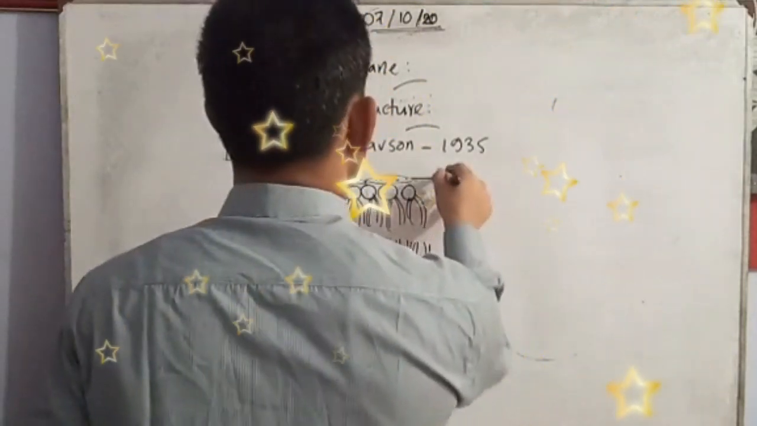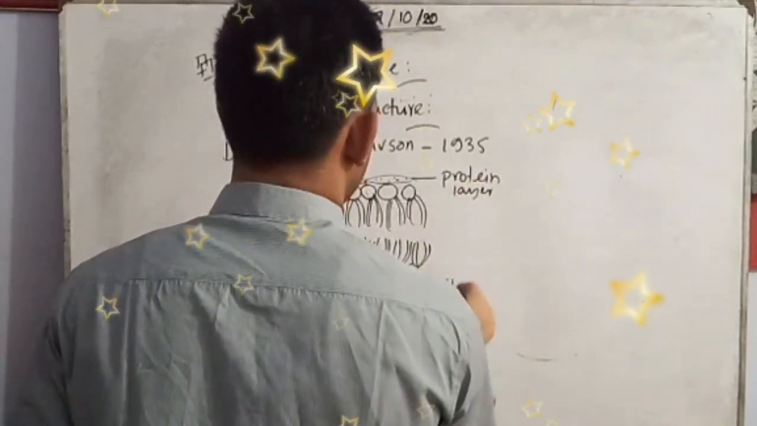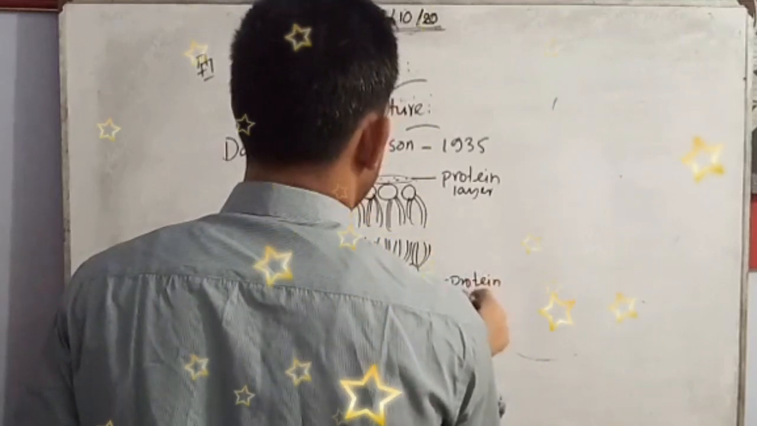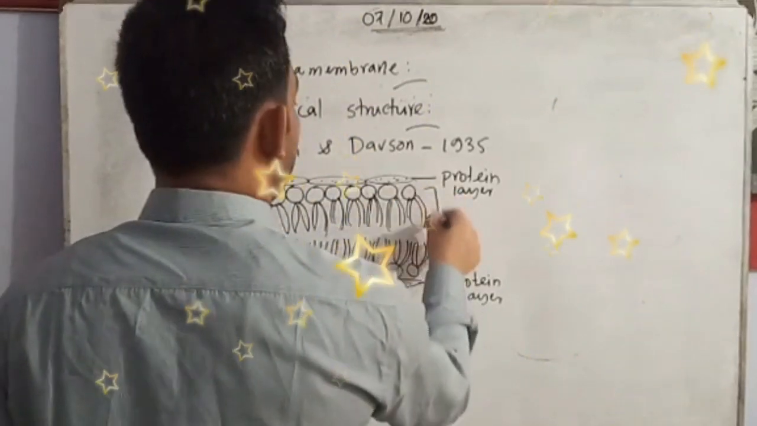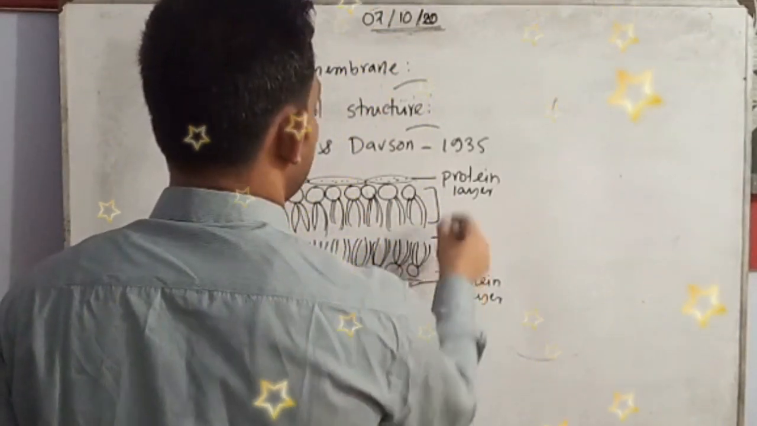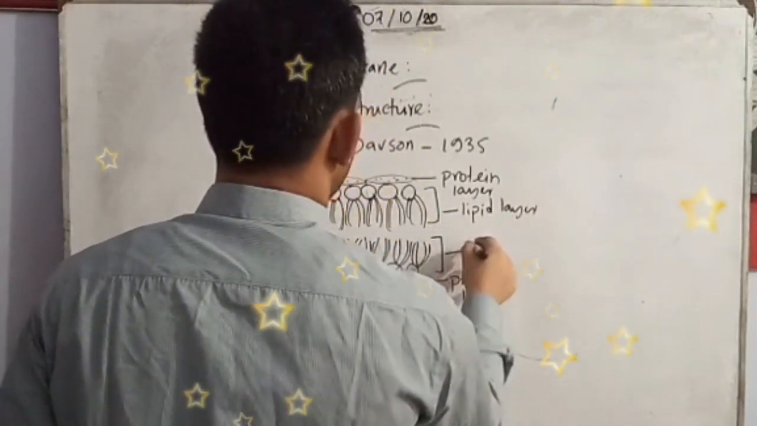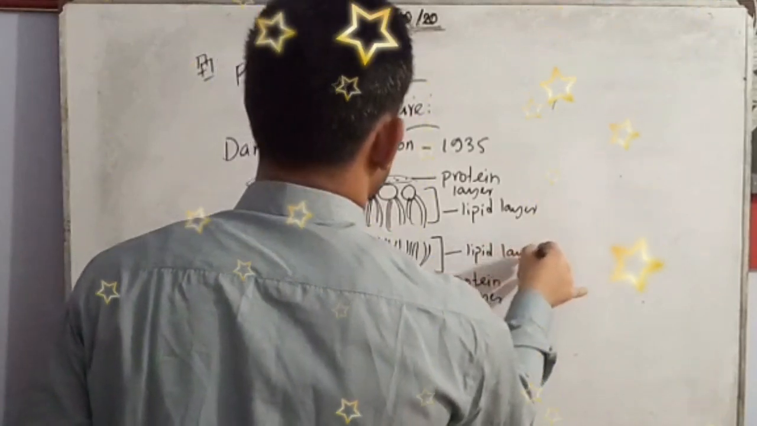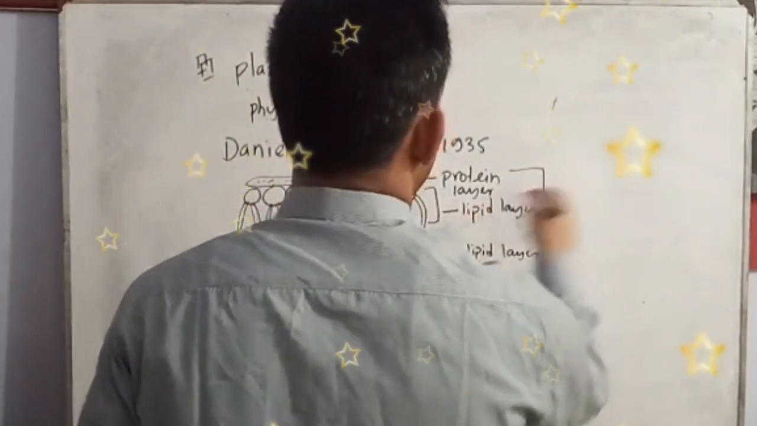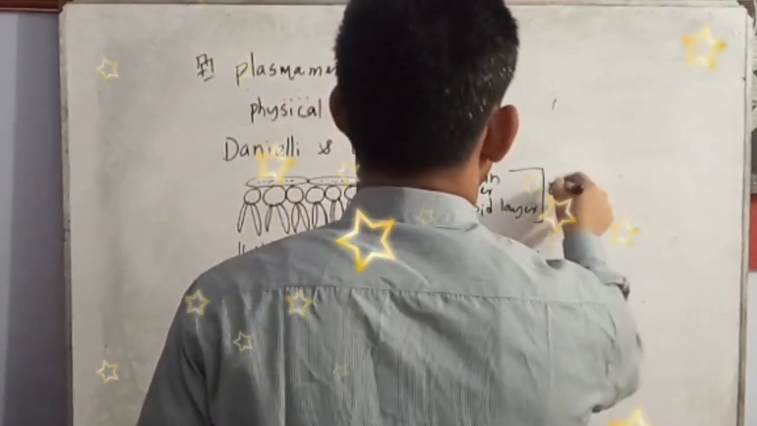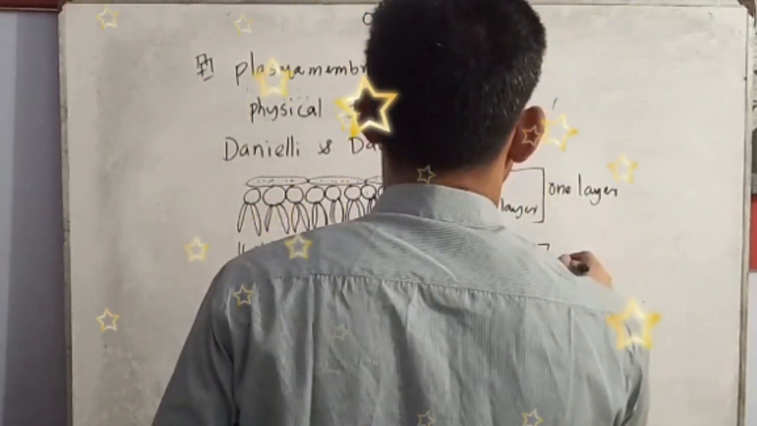This is the protein layer, and the one below is also the protein layer. And we have seen this one. And this one is the lipid layer. This one is also a lipid layer. So this protein layer and lipid layer is one layer. Very interesting. One layer, and this one is one layer.